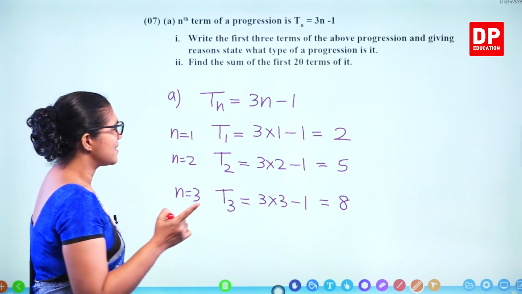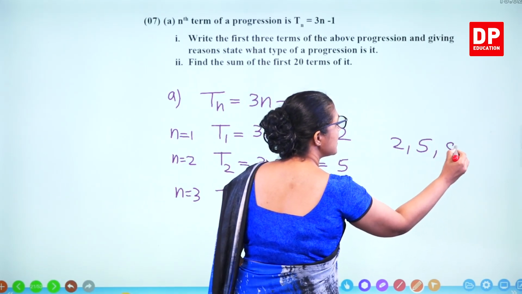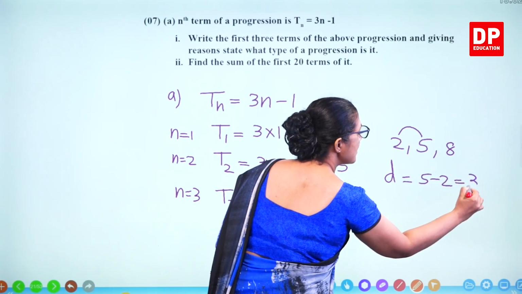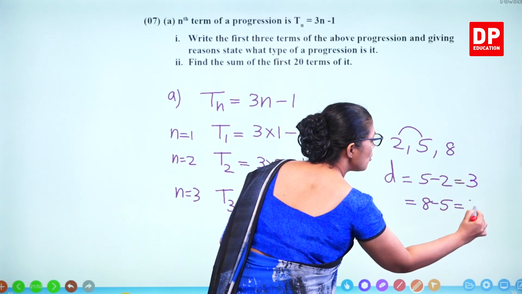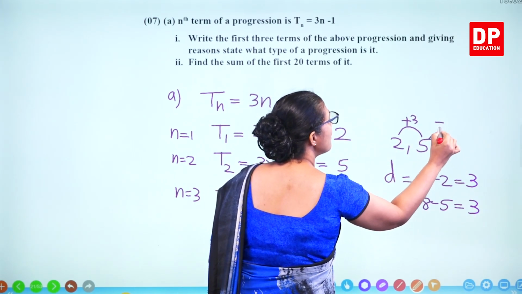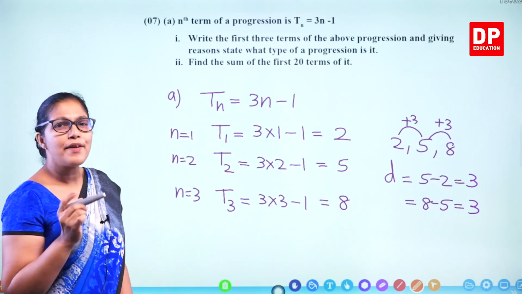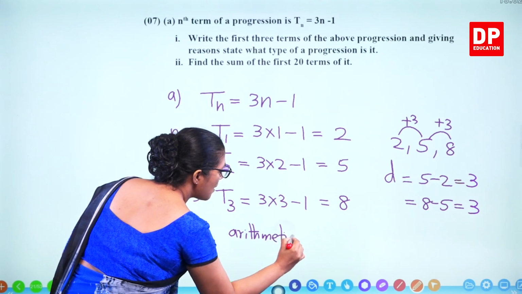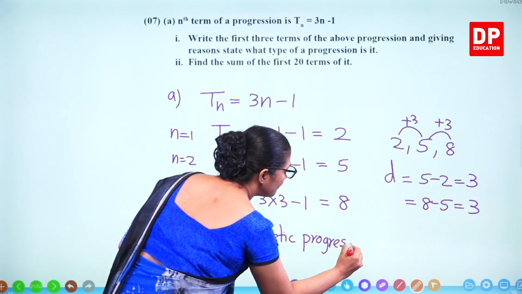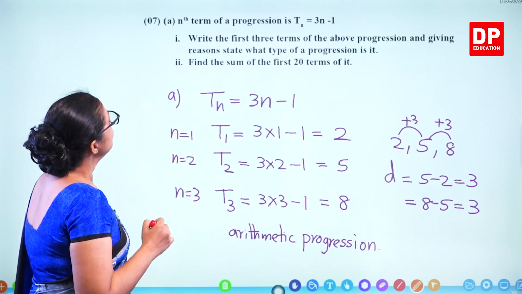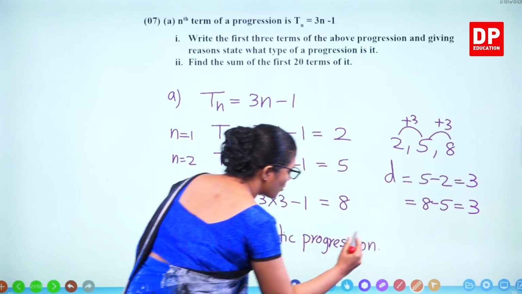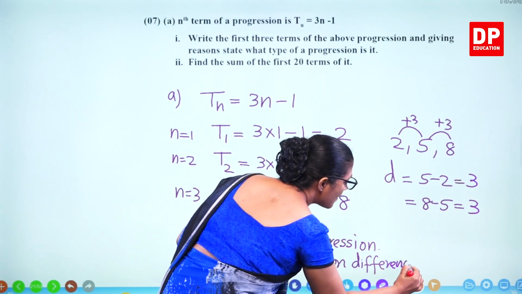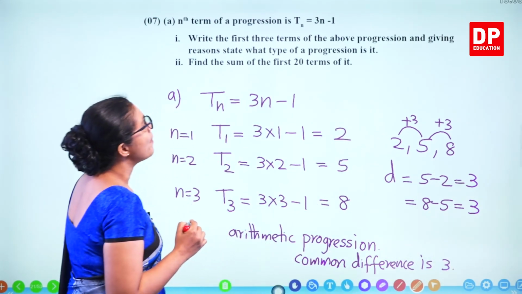And what type of progression is this? 2, 5, 8. Can you see there is a common difference? 5 minus 2, that's 3, or 8 minus 5, that's also 3. Adding 3 to get the next term. So this is an arithmetic progression, because there's a common difference. The common difference is 3.